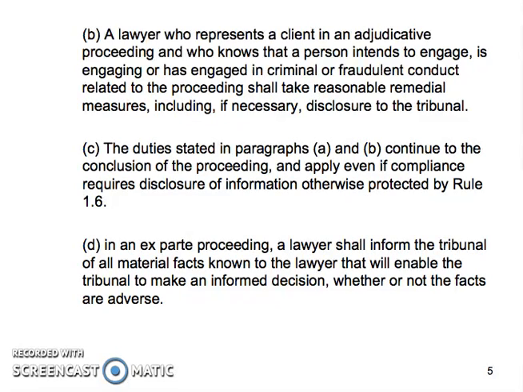So getting back to the rule, and again, this is Rule 1.6, if a lawyer represents a client in a proceeding in front of a court and knows that the person intends to engage, is engaging, or has engaged in criminal or fraudulent conduct, the attorney shall take reasonable remedial measures to disclose that to the tribunal. So that is why the trial is actually going on. If the attorney is aware of that kind of conduct, they have to take reasonable remedial measures, which might include disclosing it to the tribunal. It may not be necessary to do that if it's something the attorney can otherwise fix.